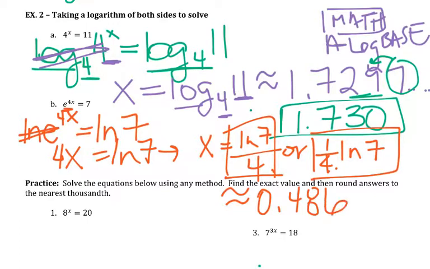0.486. And when I plug this into the calculator, I don't need to go to the math function or button. There is a button for ln. That's the one that you want to use on your calculator. It's right below the log button.